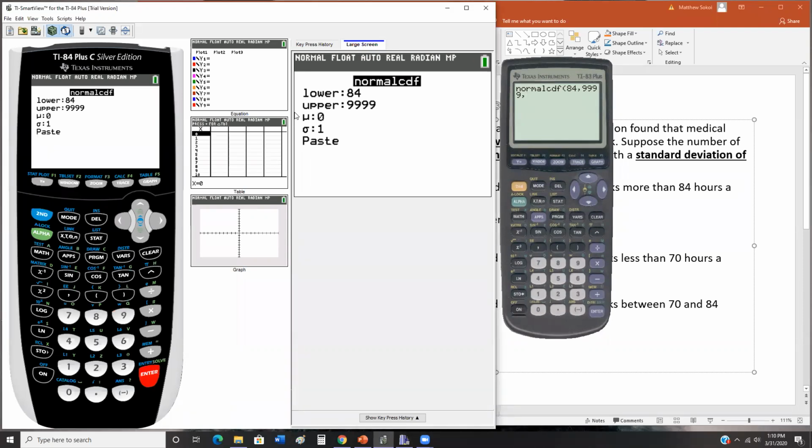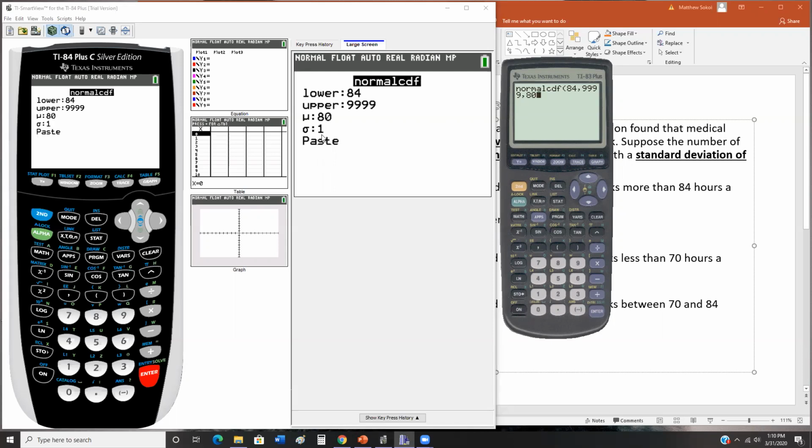Does anybody remember what the Greek letter mu stood for? Sample mean. Not the sample mean, it's the population mean, but you're absolutely right. So if you look back at the problem, on average, how many hours per week did they say medical residents work? 84. No, 80. Yeah, so you're going to put 80 there. Hit enter. Then over here, we're going to put 80 as well.